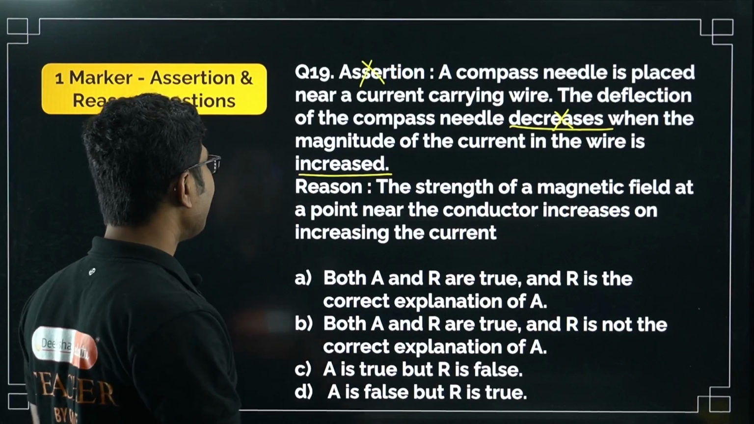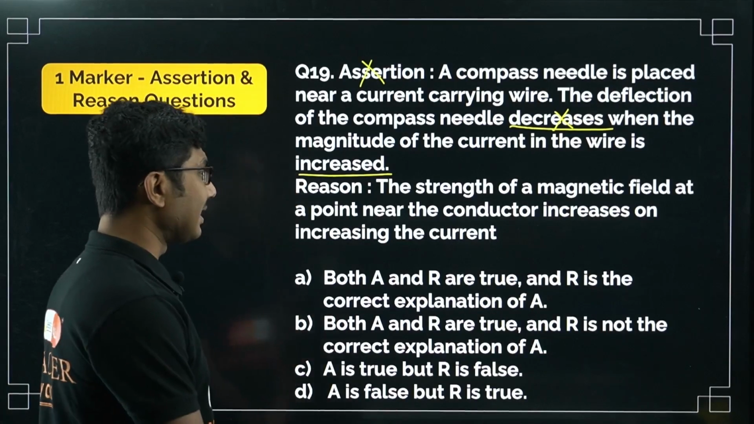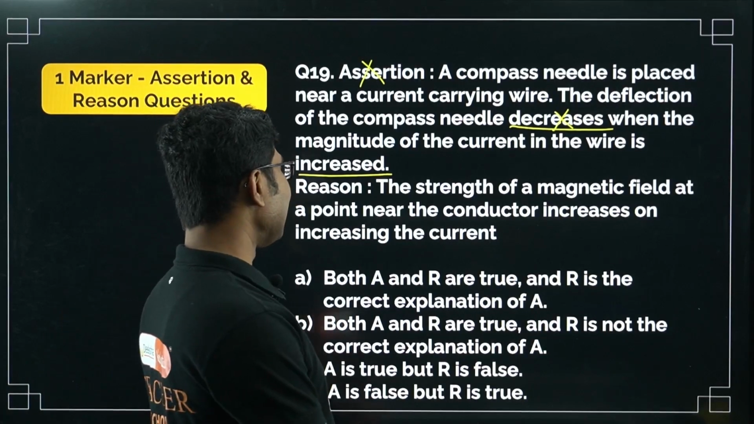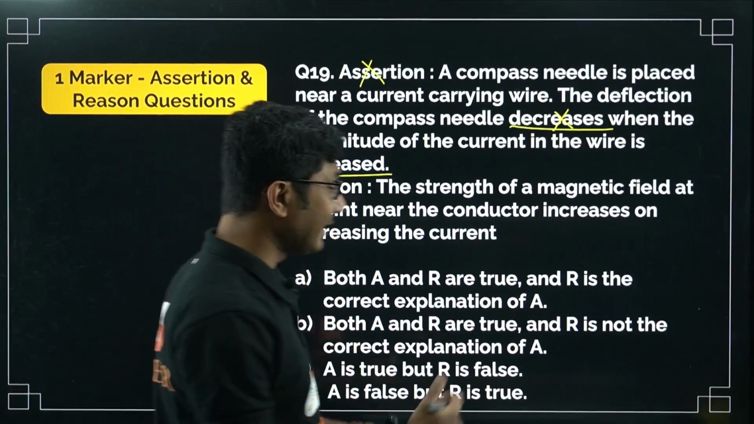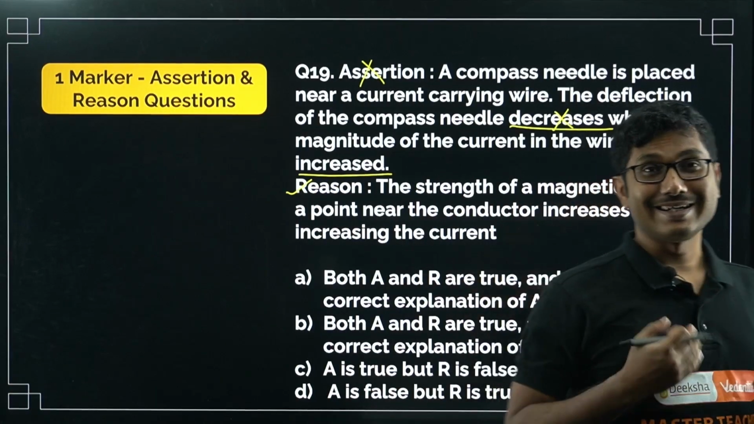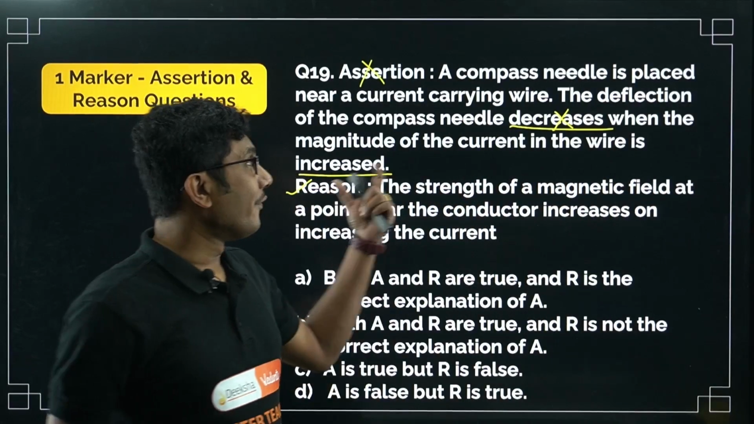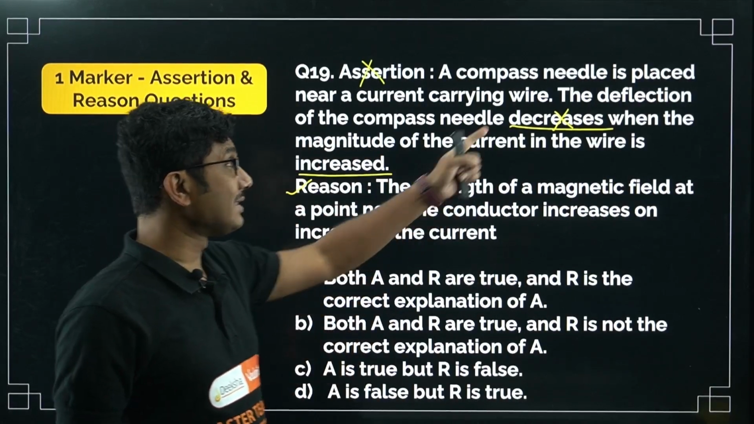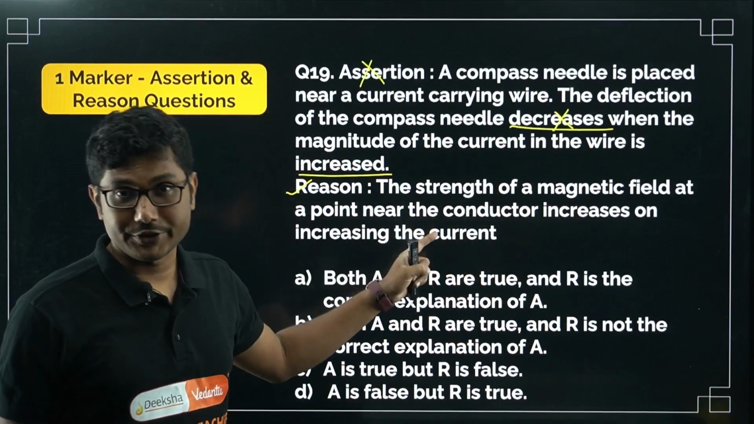Let's see what about the reason. The strength of a magnetic field at a point near the conductor increases on increasing the current. Yes, this reason is correct. The strength of the magnetic field near the conductor increases with increase in current. So if the statement had said increases, then this would have been the correct explanation.